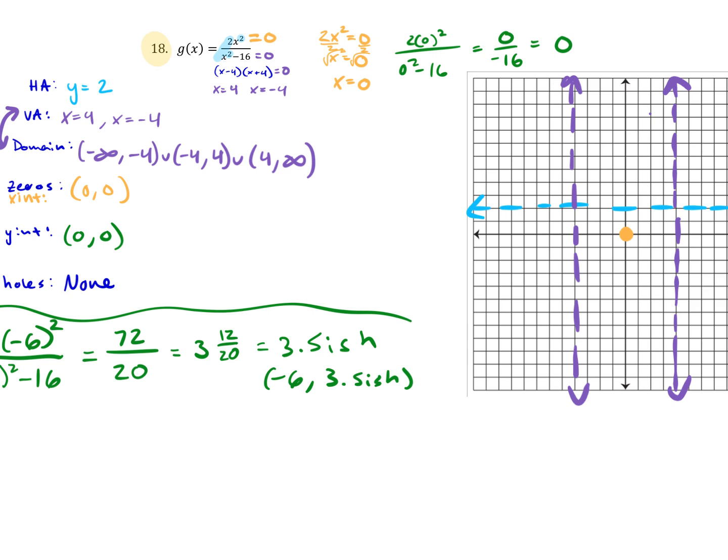Above. Our horizontal asymptote was at 2, and 3.5-ish is above. So I'm going to go to the left to negative 6 and up 3.5-ish. So now that I know I'm above my horizontal asymptote, I can draw my graph in this quadrant that I have here, this kind of corner.